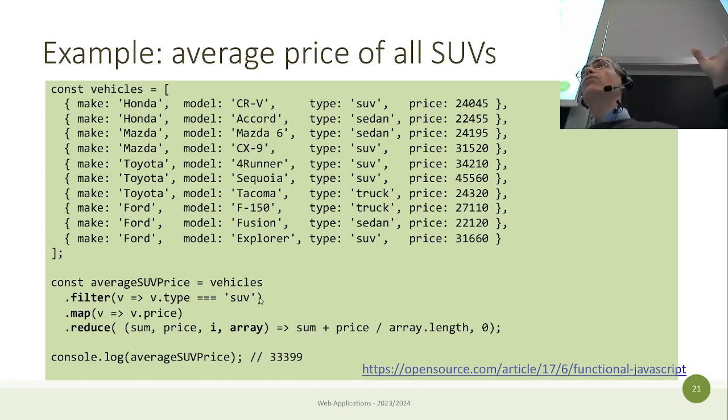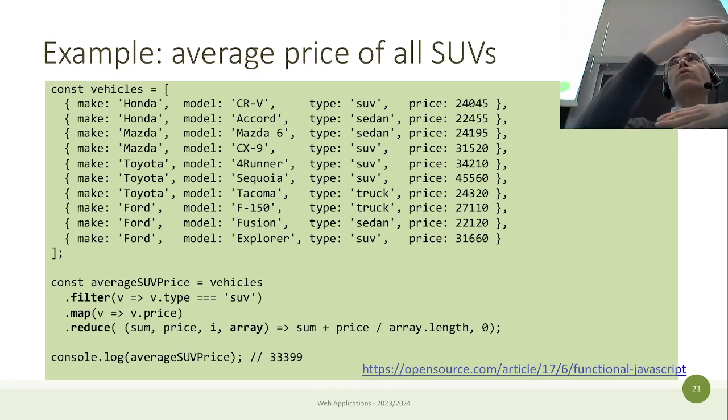So the filter will create a new array and will drop everything which has the property type not equal to SUV. And then we got all the SUVs, right? But we have objects. We cannot just compute the sum of objects, right? So let's extract the price from the objects. So let's come out with an array that is an array of numbers, not of objects. How can we do this?